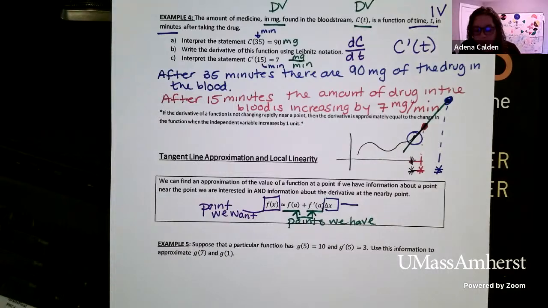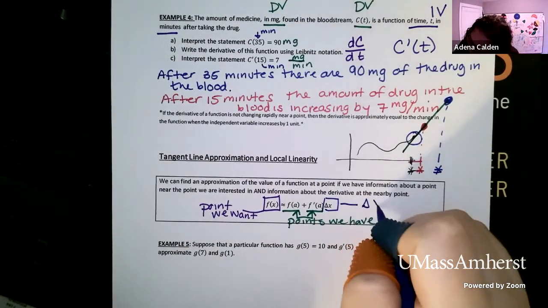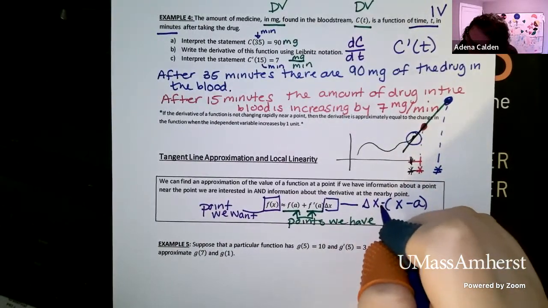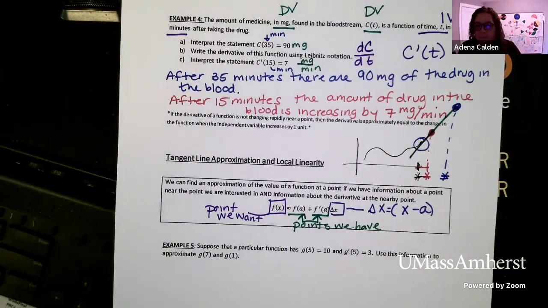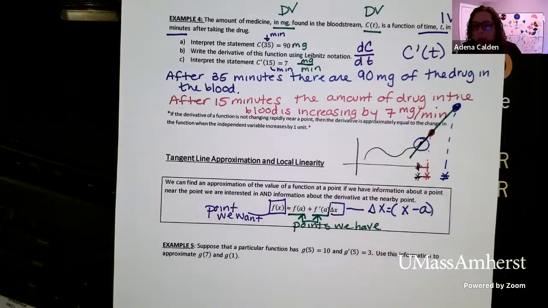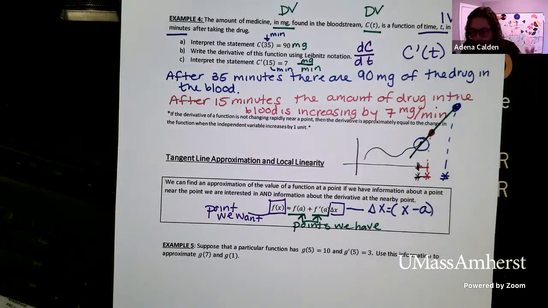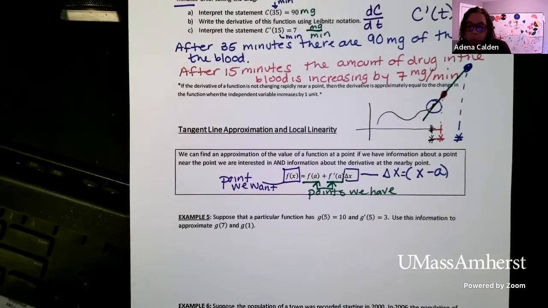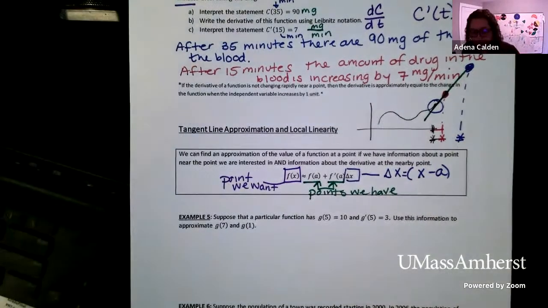I'll write this over here. So we're going to do x minus a: the point that we want minus the point that we have. So how far away are we trying to approximate? That's the goal here. So let's look at an example. We'll do one part of it together and one part of it you'll try on your own to see how we can apply this.